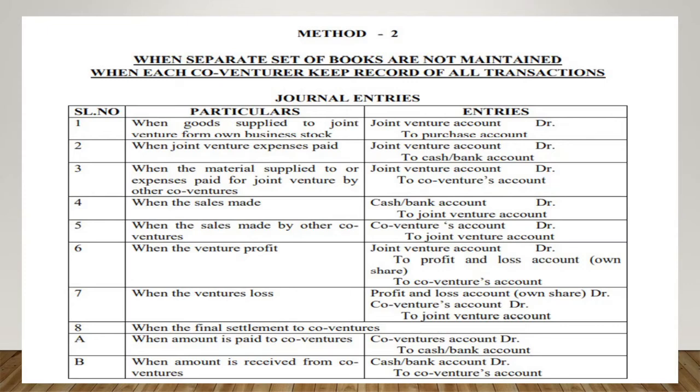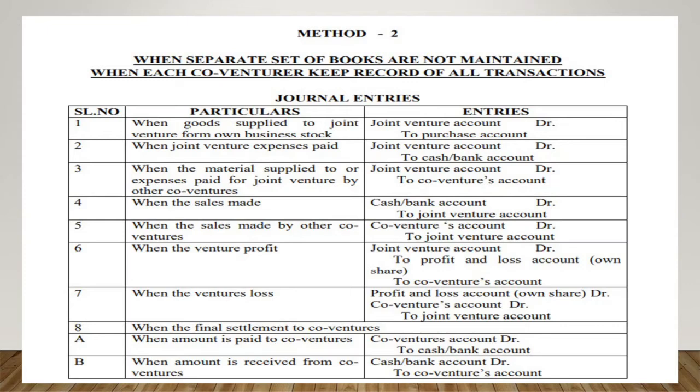Profit: joint venture account debit to profit and loss account and co-venturer's personal account. Loss is a reverse journal entry. And amount paid to co-venturers: co-venturer account debit to cash account. Very, very simple. Journal entries are very simple.